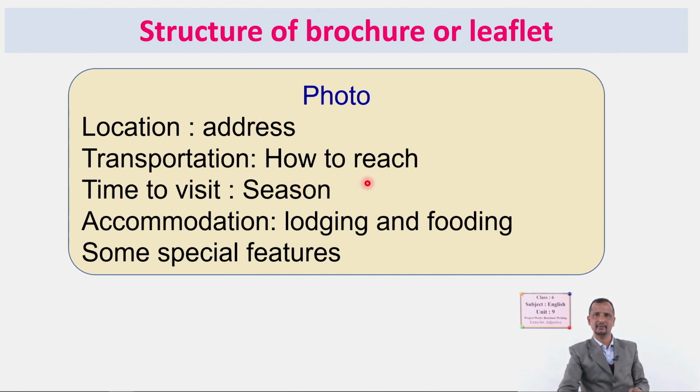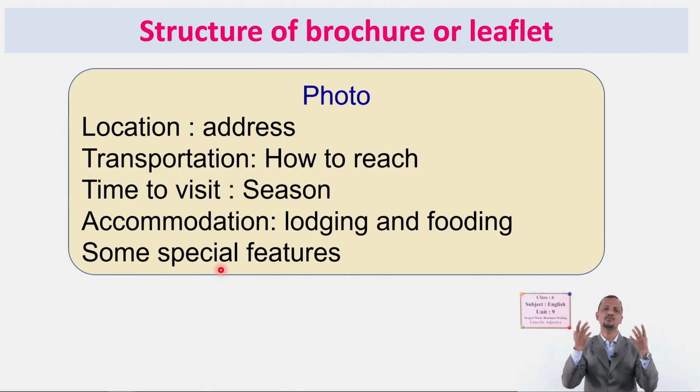And time to visit means season. When to visit. Which season is favorable for visiting, right? That we have to include. Accommodation. Accommodation means lodging and fooding. Where to stay. What are the facilities for lodging? That means eating, sleeping, and so on. That we have to include. And we can include here some special features. What are the special features about Rara Lake? That we have to include.